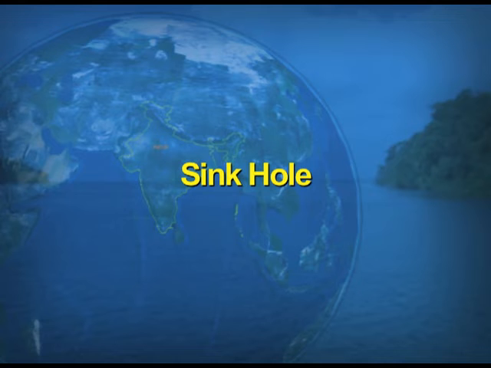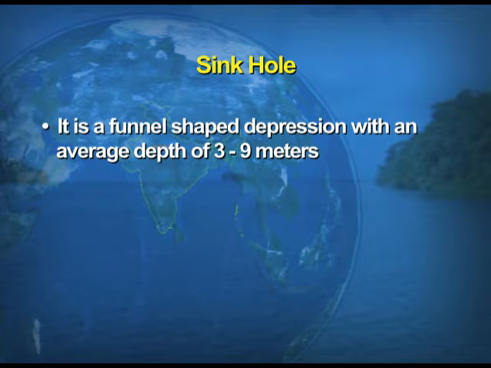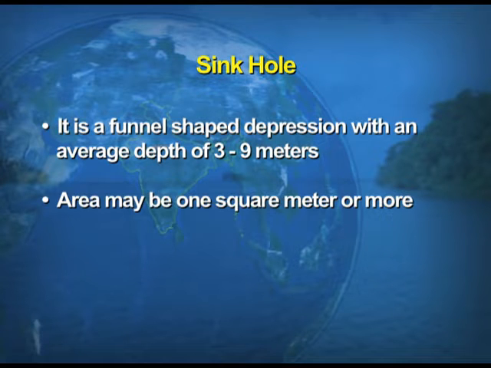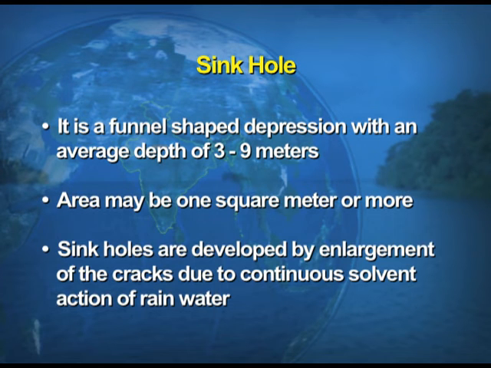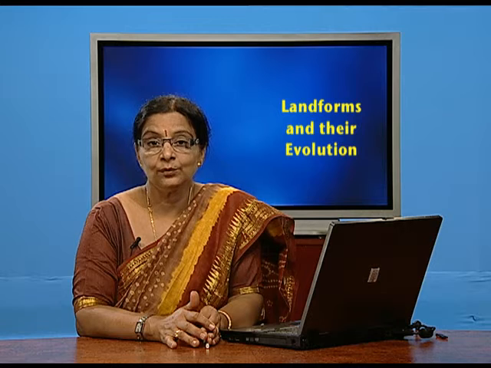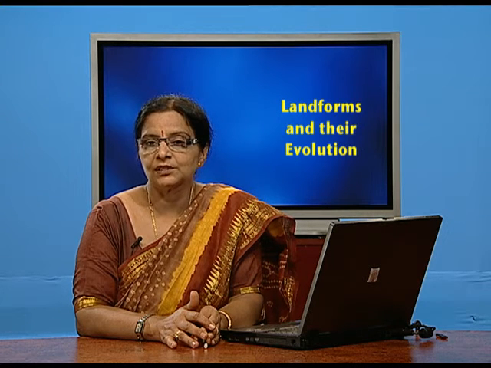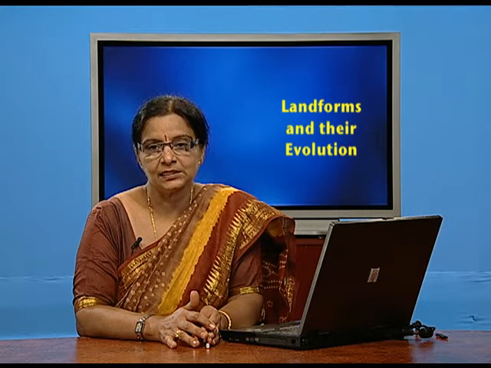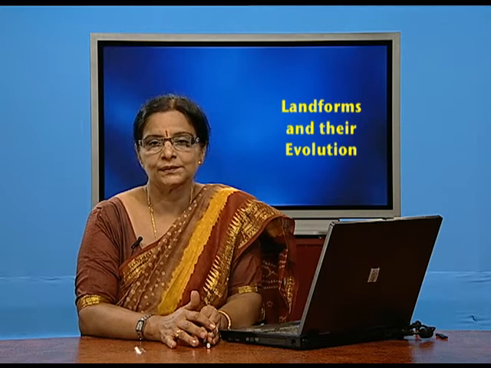Now, we take up the sinkholes. A sinkhole is a funnel shaped depression with an average depth of 3 to 9 meters. The area may be 1 square meter or more. Sinkholes are developed by the enlargement of the cracks due to the continuous solvent action of the rainwater, and the rainwater is very active because the carbon dioxide gas gets mixed up with the water.